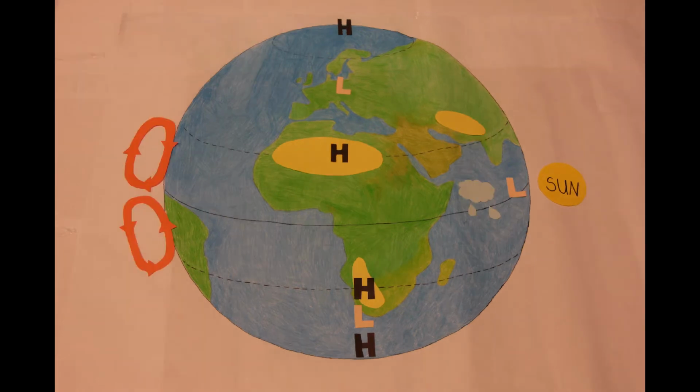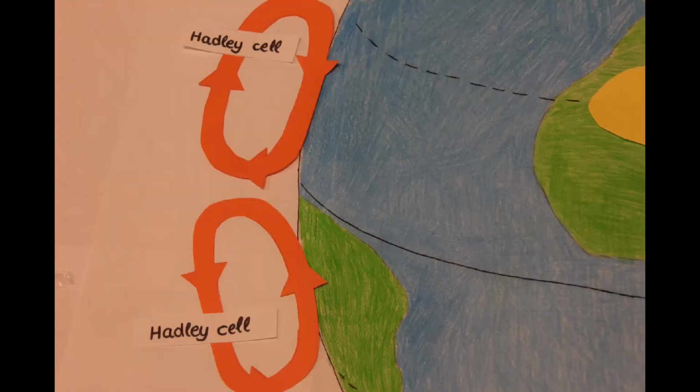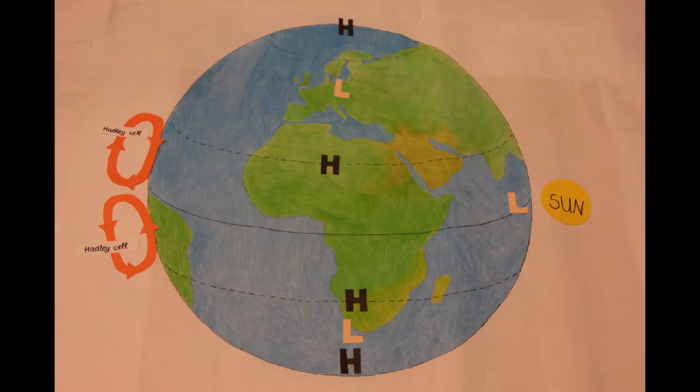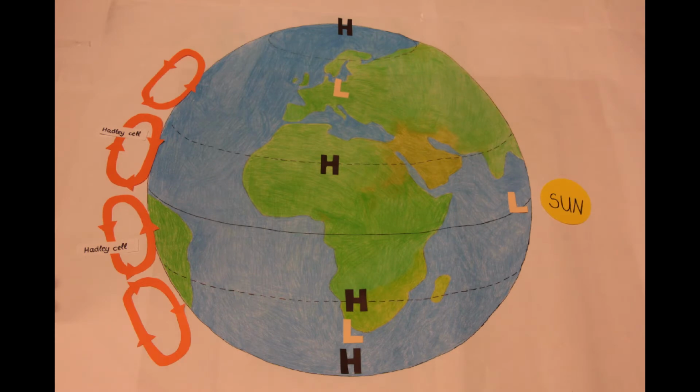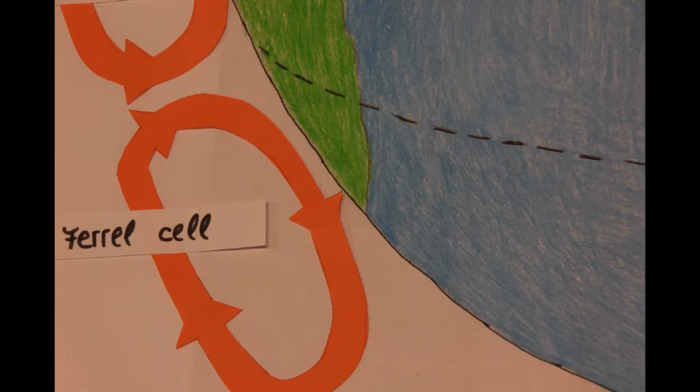This circulation of air moving from the equator to 30 degrees north and south and back to the equator is called the Hadley cell. From the high pressure zone at the subtropics, the air moves to about 60 degrees, because the air wants to balance out differences in pressure. Then the air rises and moves back to the subtropics, where it sinks again, so the Ferrel cell is formed.